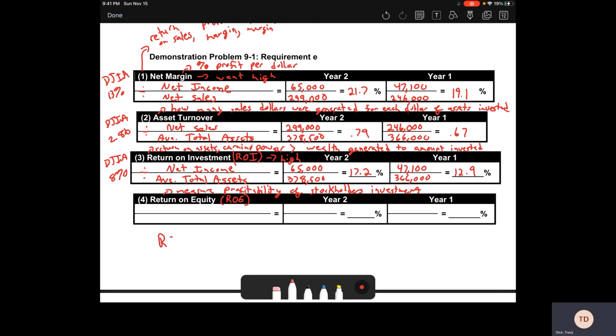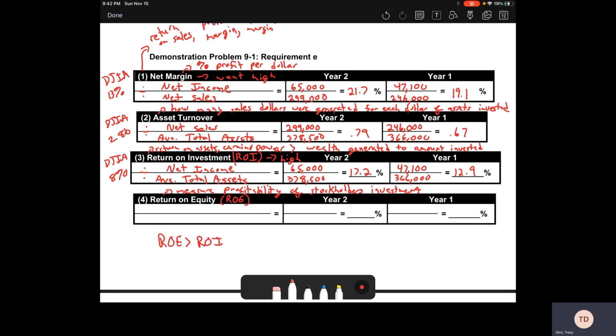Typically, we see that the ROE, so your return on equity, is going to be greater than your ROI, so your return on investment, because of financial leveraging. Because companies leverage and use a lot of debt, they use those bank notes, they use those long-term notes and bonds, stuff like that. That's why we see return on equity as higher than your return on investment.